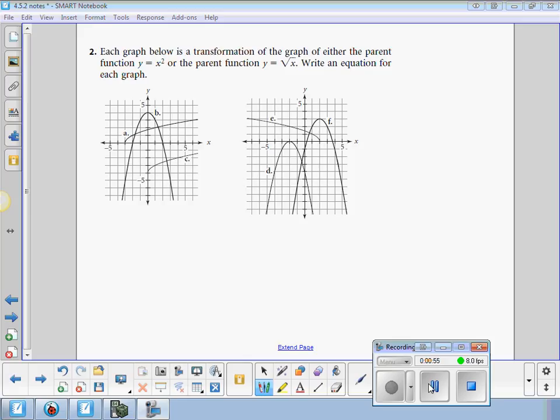So which of these graphs are x squared graphs? Name them by letter. Everyone. B, D, and F. All right? Just like you could tell the difference between a cat and a dog, you should be able to tell the difference between a parabola versus a square root. Square root is half a parabola laying down, pointing to the right or to the left.